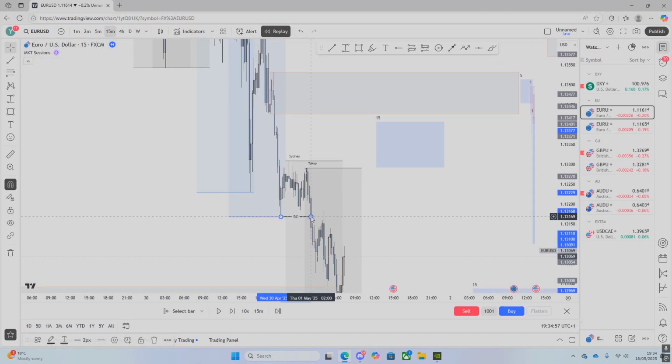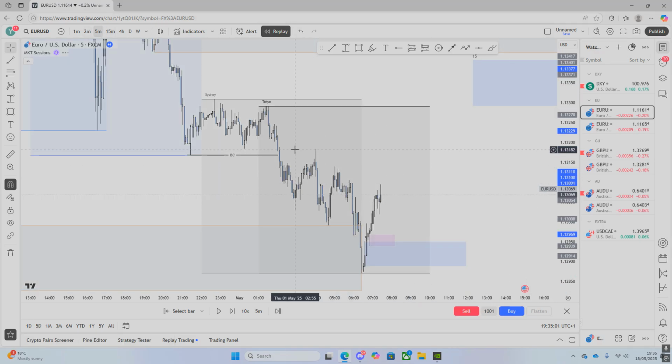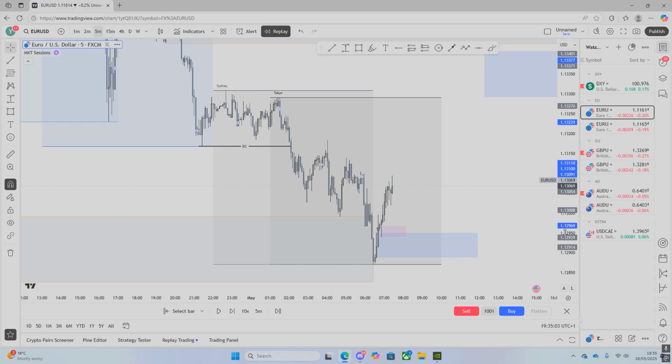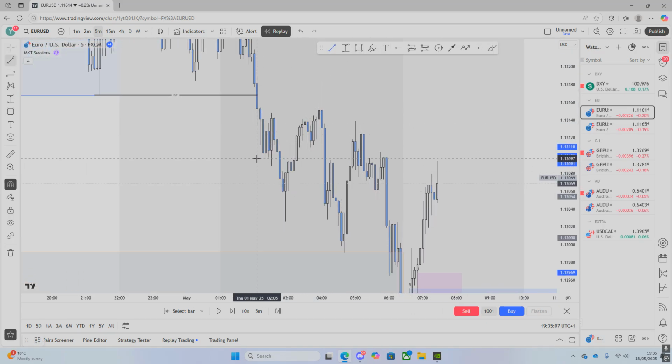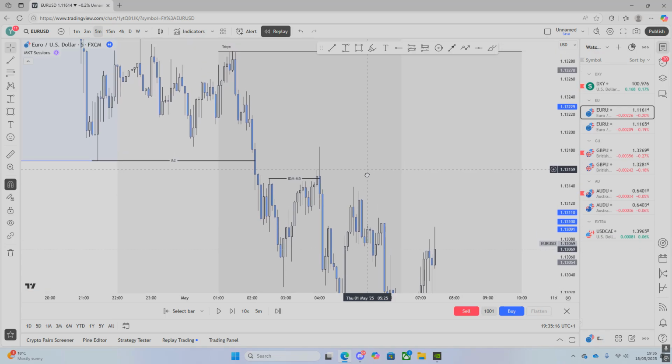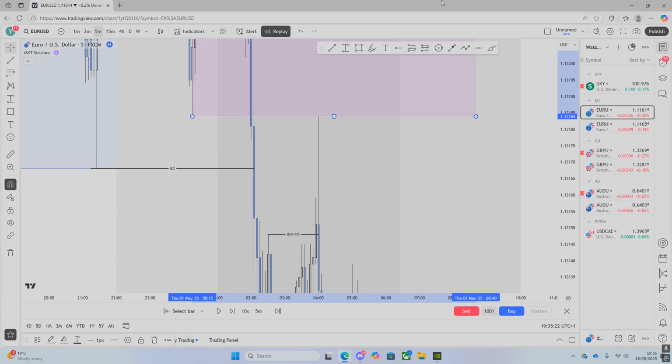So once this happens, I go to the 5 minute and I look for my 5 minute IDM, which is basically a pullback, which this is the pullback. It's taken that. Did it tap in this? I think it did. Yeah, I think it just about tapped in it.